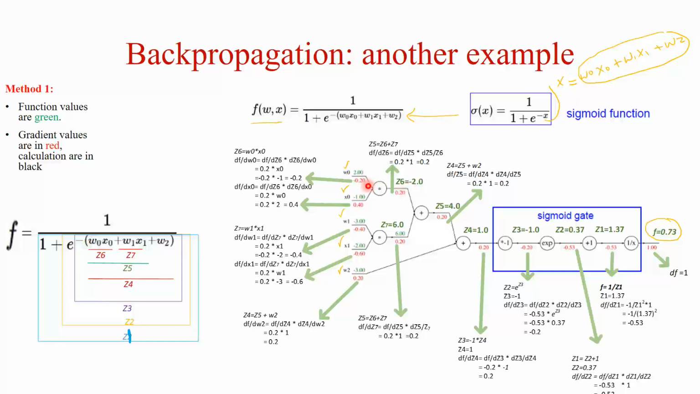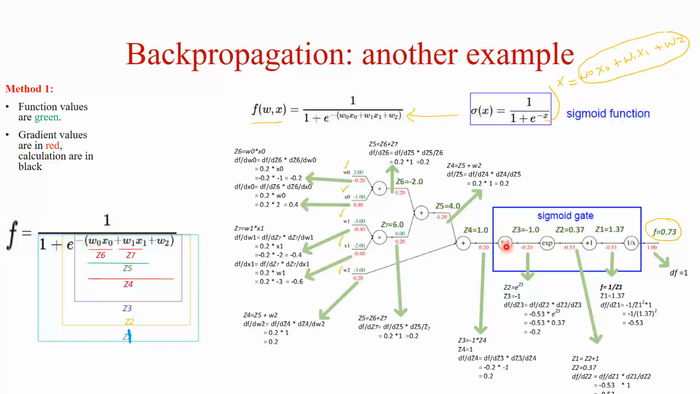Multiply 2 times minus 1, I get minus 2 for z6. Now w1 multiplied by x1: minus 3 times minus 2, I get 6, which is z7. I add z6 and z7, I get z5, which is 4. Minus 2 plus 6, I get 4. Then when I add w2 to z5, minus 3 plus 4, I get 1, which is the value of z4.